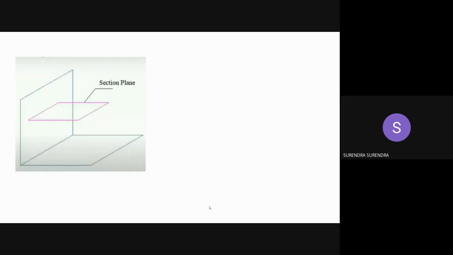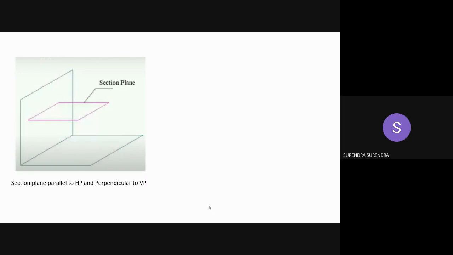Last class we discussed when the cutting plane is perpendicular to vertical plane and parallel to horizontal plane. In this condition, in front view, the cutting plane is represented as a line. So all the four problems we discussed in yesterday's class are in this situation.